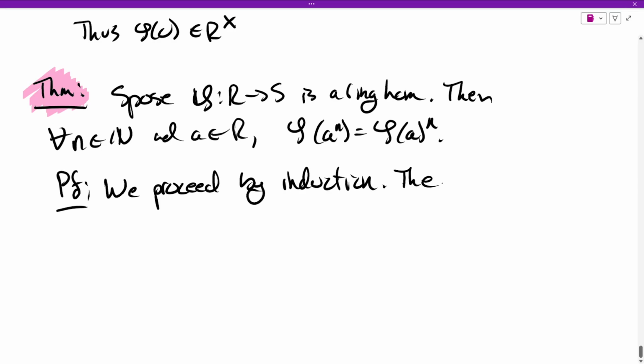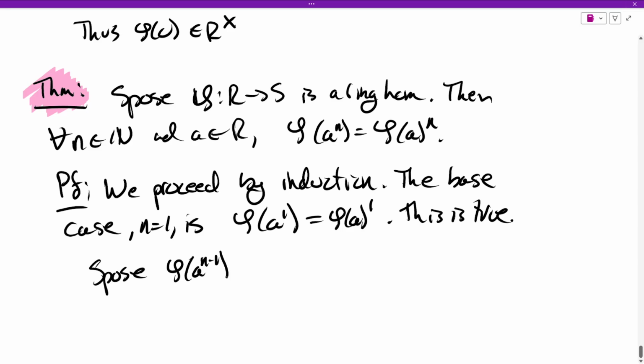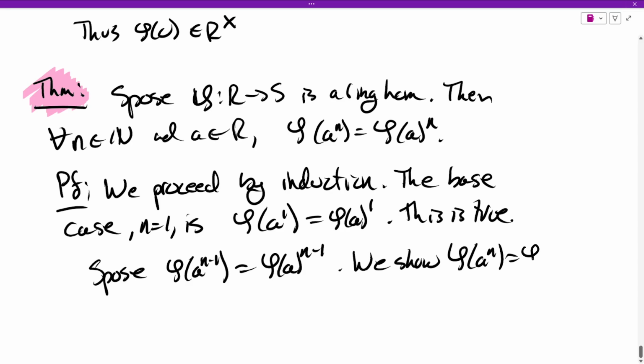The base case is n equals 1. And that is phi of a to the 1, which is just a, is phi of a to the 1. But of course, this is true. This is just phi of a is phi of a. So to that end, we're going to suppose that it's true for n minus 1. That is, you can bring the power outside for n minus 1. And we show that phi of a to the n is phi of a to the n.